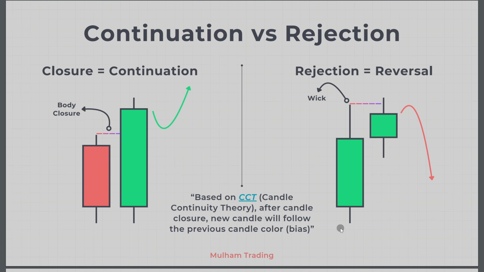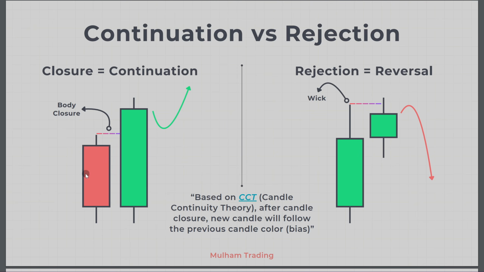One of the ways of looking at this is thinking about the continuation versus rejection rule. Based on this rule, we say that when we have a closure above a candle high or low, then we look for a continuation. If we fail to close above or below the previous candle high or low, that means we might have a reversal or at least a pullback. This is the rule. So here you see continuation when we close above, and this is the rejection. Forgetting about this for now and focusing on this.